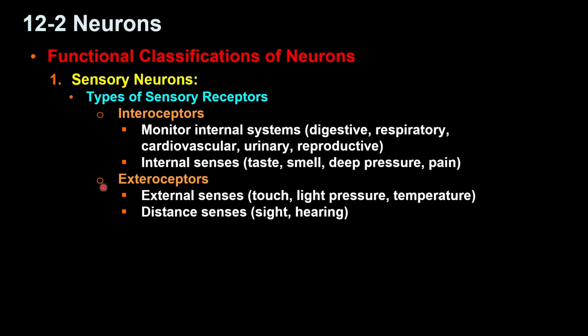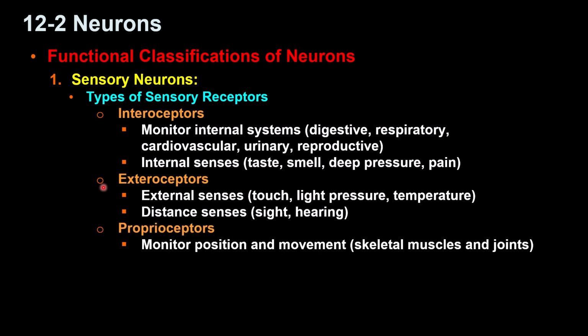And the third one is called proprioceptor, and these are the ones that are in the skeletal muscle and joints and the tendons, and they are important for the position of the body and also provide information about the movement of the joints. When the muscles contract, then the joints move, and that information is sent to the brain.